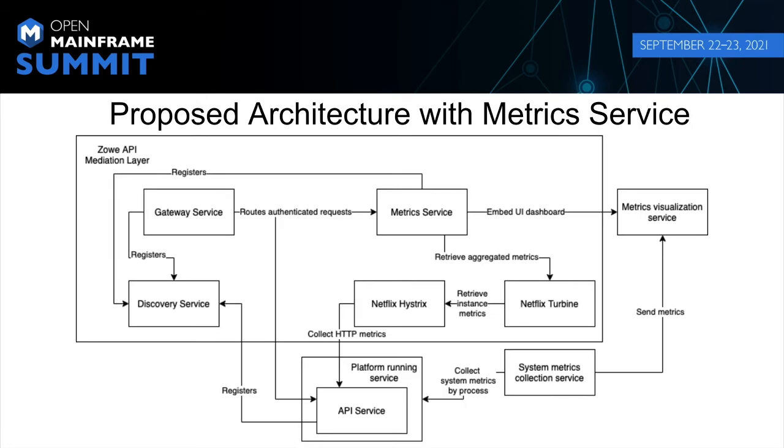Here is how the proposed architecture with the metrics service looks. The various services in the API Mediation Layer expose their individual metrics via Hystrix streams. Turbine then aggregates all of these various Hystrix streams into a single stream, which is then consumed by the metrics service and can be visualized by the embedded metrics dashboard.